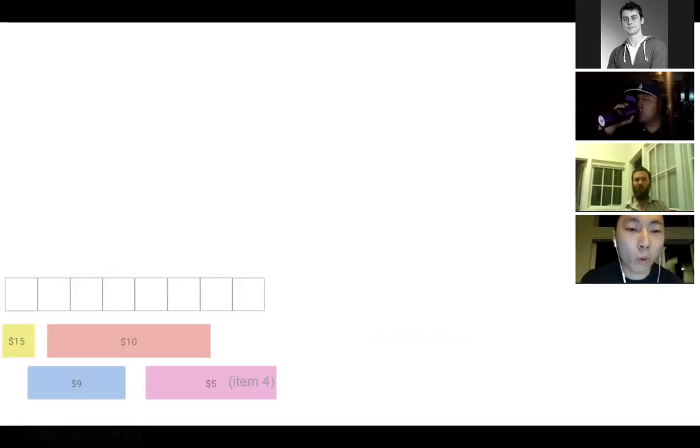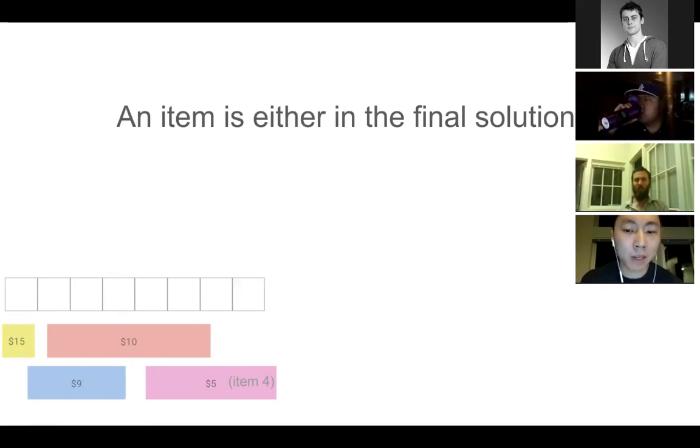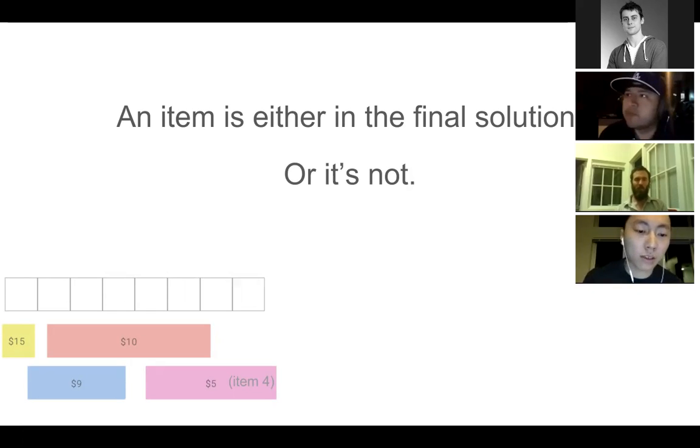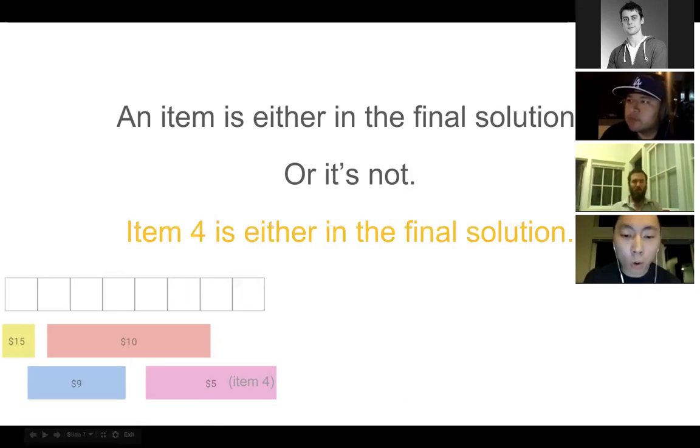But either way, we can be sure about one thing, which is that an item is either in the final solution or it's not in the final solution. It's one or the other. It can't be both, right? More specifically, if we were to just pick a specific item, let's just say item 4, item 4 is either in the final solution or it's not in the final solution. It's one or the other.